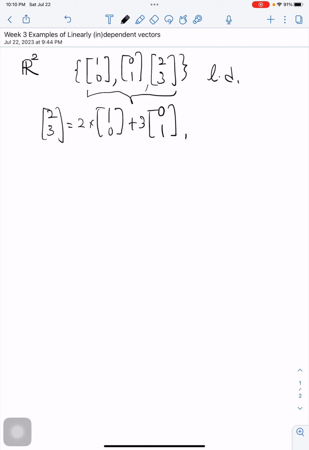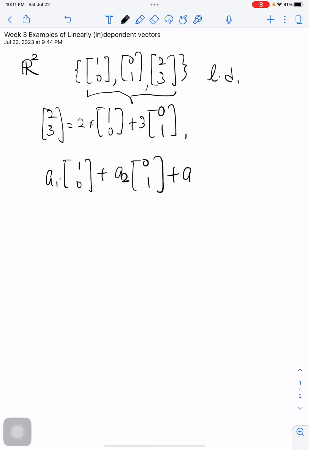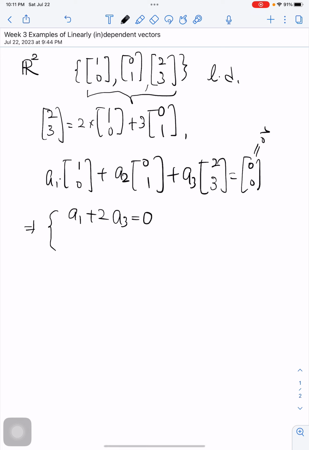The other way to check is to use the definition. We have to show that A1 times the very first vector plus A2 times the second one plus A3 times the third one equals 0, or simply a zero vector. Okay? Then you end up with two equations: A1 plus 2A3 equals 0, and A2 plus 3A3 equals 0. All right?